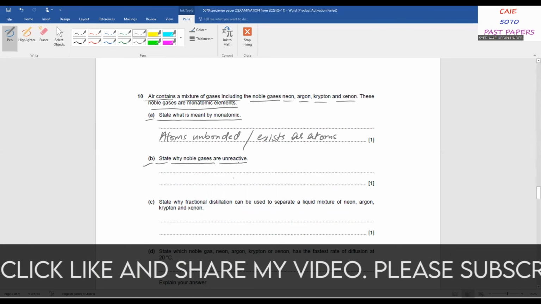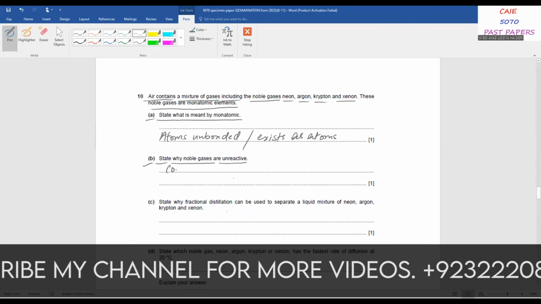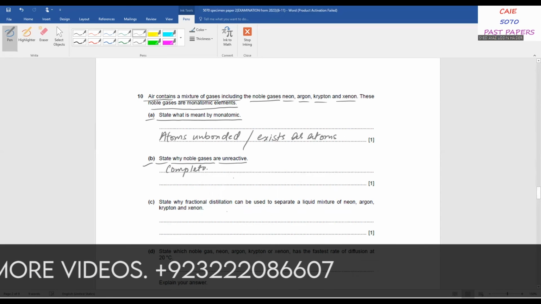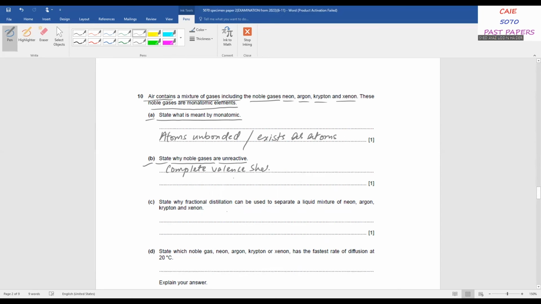B. State why noble gases are unreactive. You can write complete valence shell, stable outer octet. Complete valence shell, or has a stable electronic arrangement, or has a stable electronic configuration.